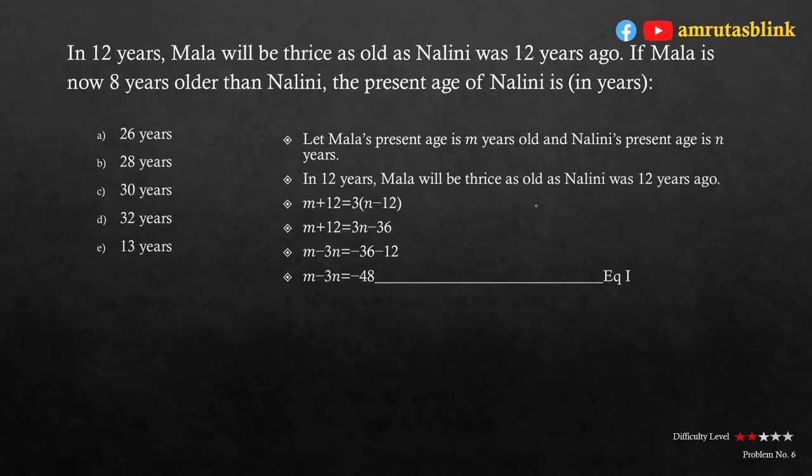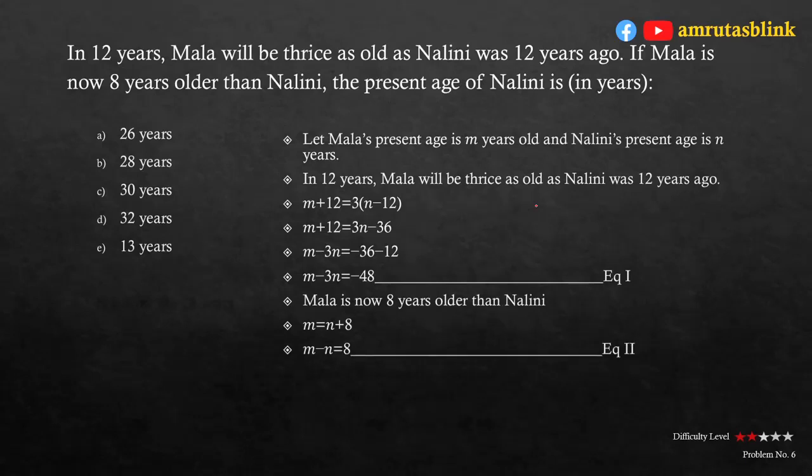Now the second part of the information is given: Mala is now 8 years older than Nalini. This difference of 8 years is given for the current age. So right now Mala is 8 years older than Nalini. So we can say that m is equal to n plus 8, that means m minus n is equal to 8. The first equation was m minus 3n is equal to 48, and the second equation is m minus n is equal to 8.